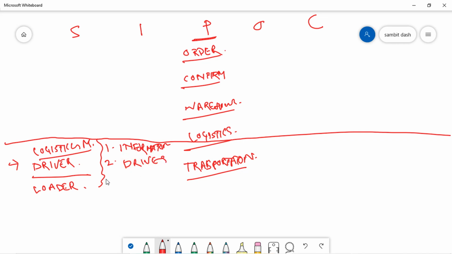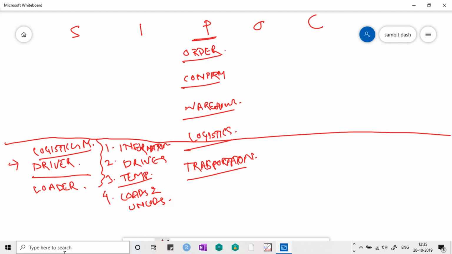What the driver does, he drives, and then someone controls the temperature of the cold unit, right? And the loader also loads and during delivery unloads. These are the broad inputs given to this. If you go shoot a video and then understand, it will be more than that, but broadly these are the inputs.